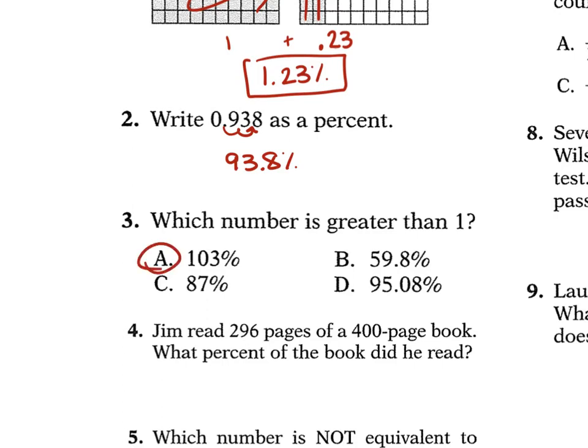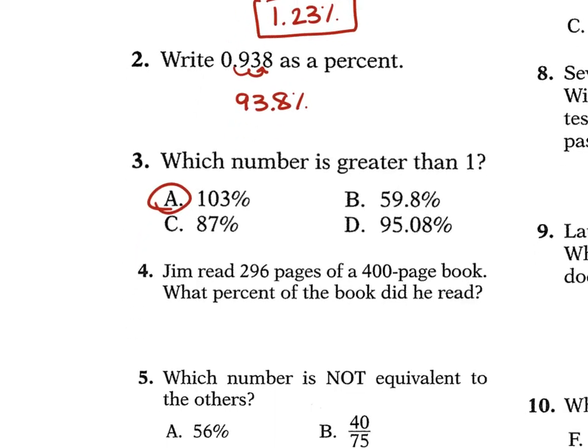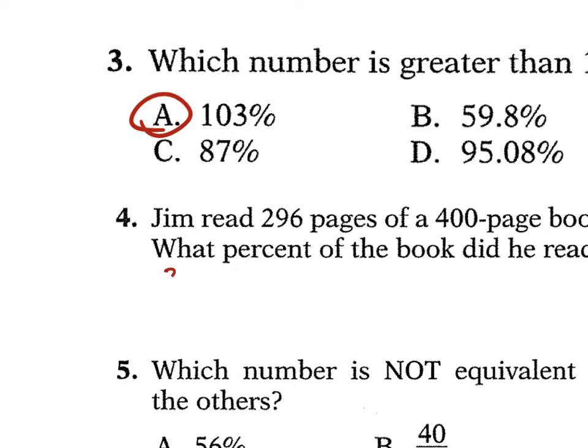3 says which number is greater than 1? That would be A, 103. Remember, a full percent if a whole is 100%. So more than 100% is greater than 1. 4 said, Jim read 296 pages of a 400-page book. What percent of the book did he read? So we have 296 out of a total of 400. We can simplify this. It becomes 0.74, which is 74% of the book.